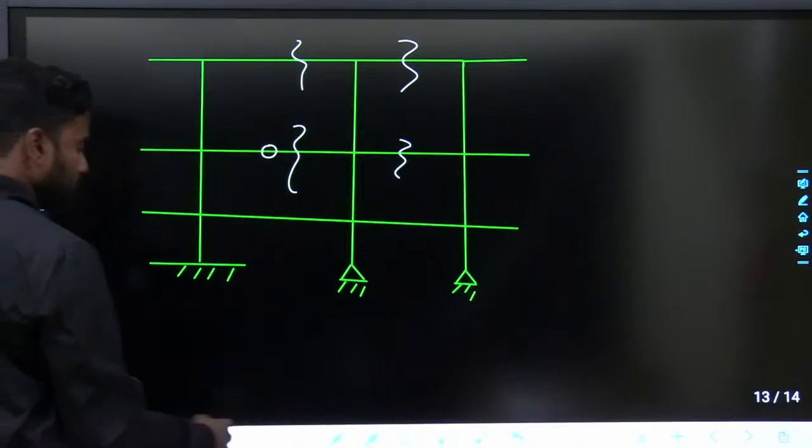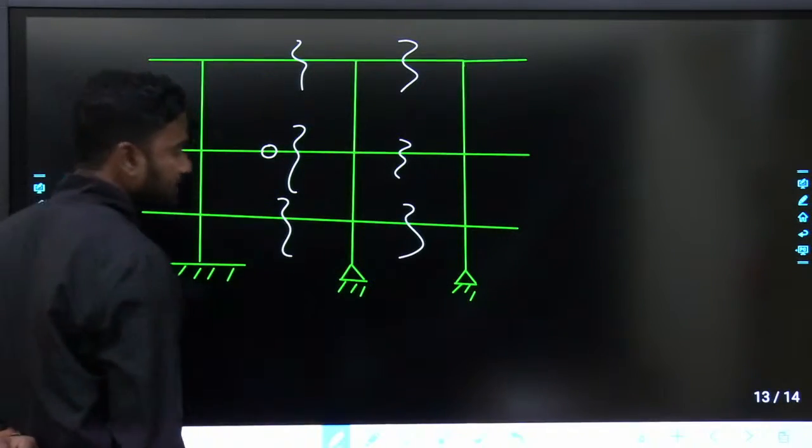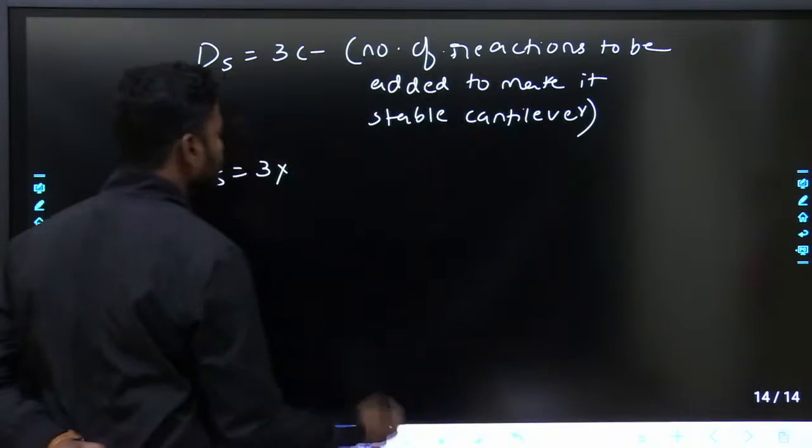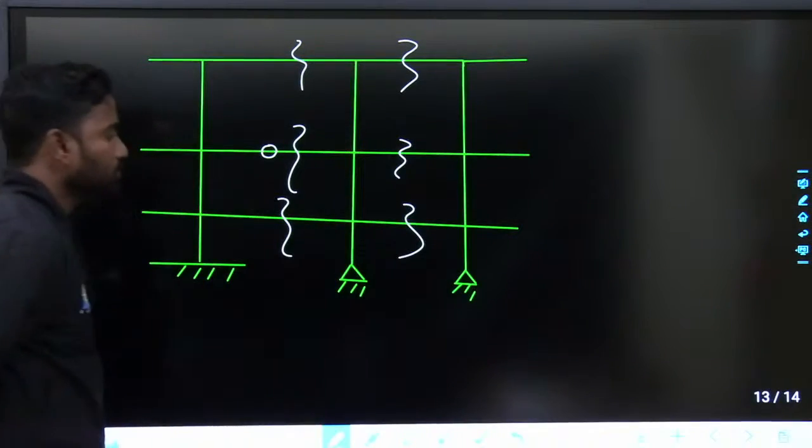Yeah. So there is one more thing. 1, 2, 3, 4, 5, 6. 6 cuts, you will be given. Number of cuts is 6. And number of reactions to be added.